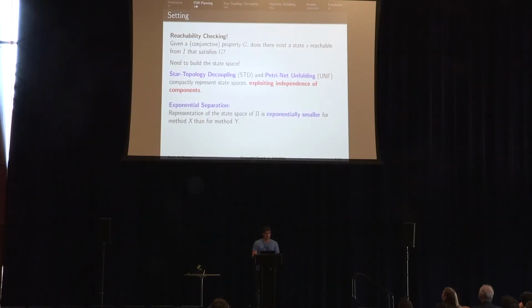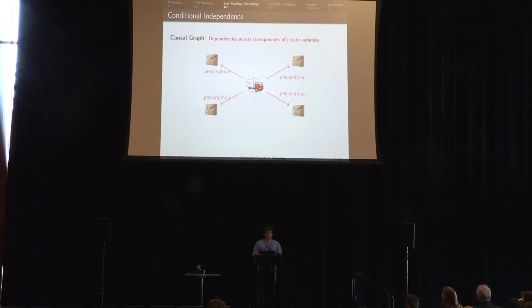What will be important later on is the notion of an exponential separation. So we would say that a method X is exponentially separated from another one Y if the representation of the state space of a task of X is exponentially smaller than the representation size of Y. Some known results: both methods are exponentially separated from explicit search, which is why people use those methods, because under certain conditions you can very efficiently capture the entire state space. Then the question is, how do the methods compare to each other? So let's briefly introduce both methods.